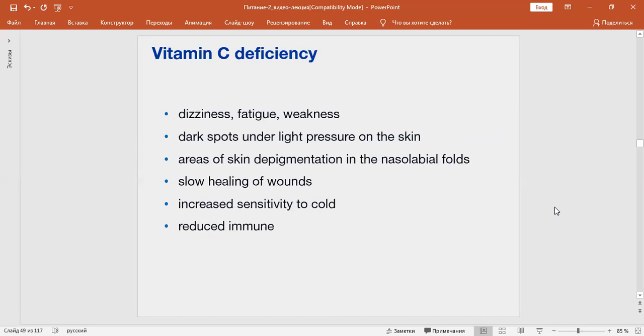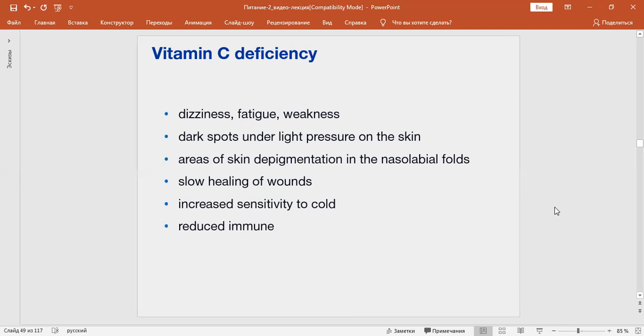That is why its deficiency is manifested by dizziness, fatigue, weakness, dark spots under light pressure on the skin, and areas of depigmentation of the skin in the nasolabial folds. Wounds can heal more slowly. Hypersensitivity to cold and decreased immunity manifest in an increase in the number of respiratory viral diseases per year.